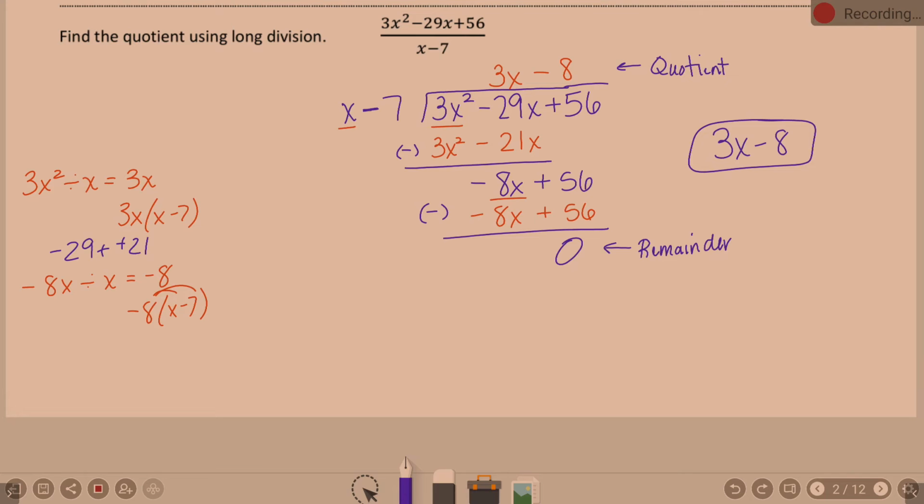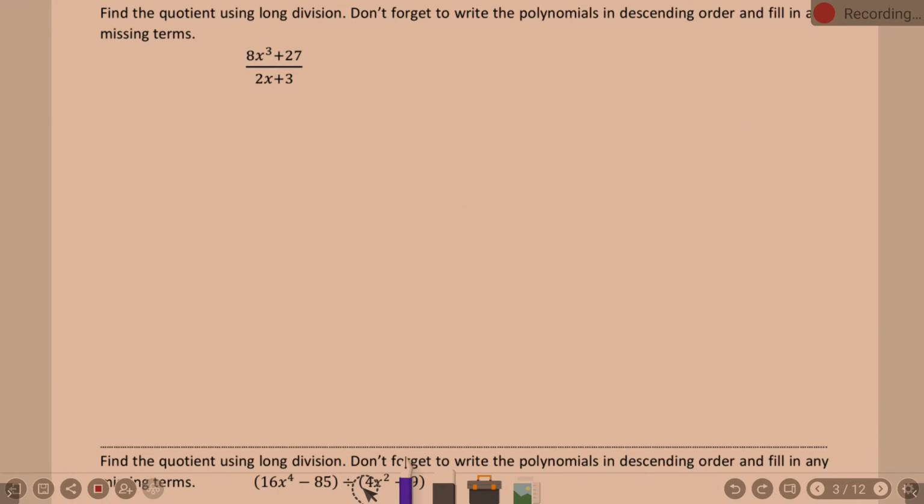Okay, backside. Find the quotient using long division. Now, there's a hint here. Don't forget to write the polynomials in descending order and fill in any missing terms. Fill in, that says any missing terms. I've been hinting at this in both of our previous examples. It comes into play here.